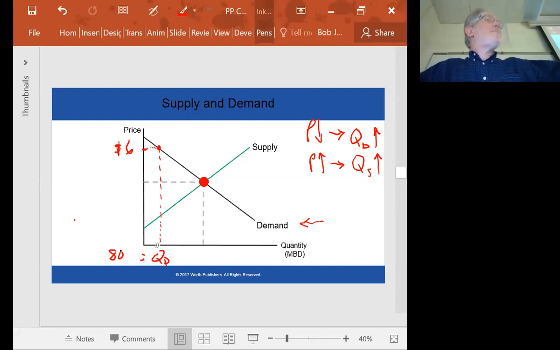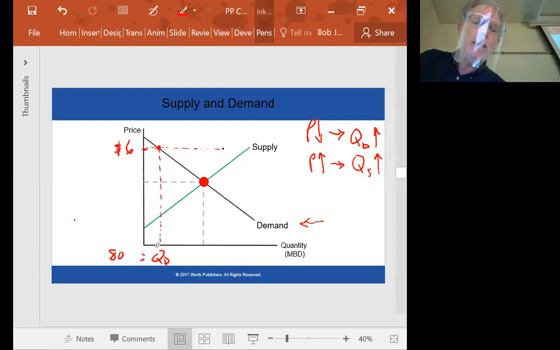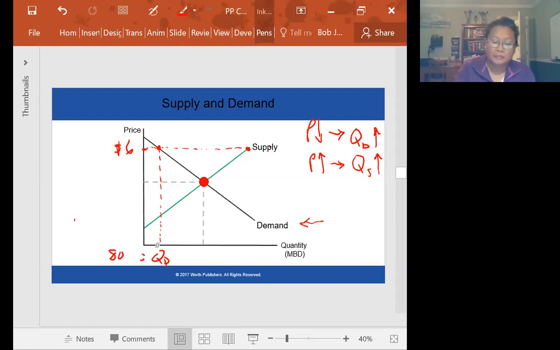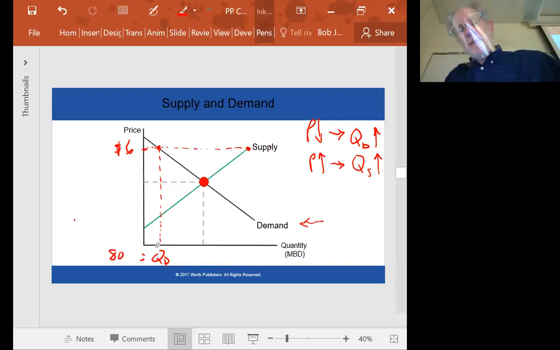What's the next step? We say, well, if the price is $6, what will producers want to do? So we read over horizontally, assume that's a straight line there, to the supply curve, and then we read down to the axis, and that gives us the quantity supplied.